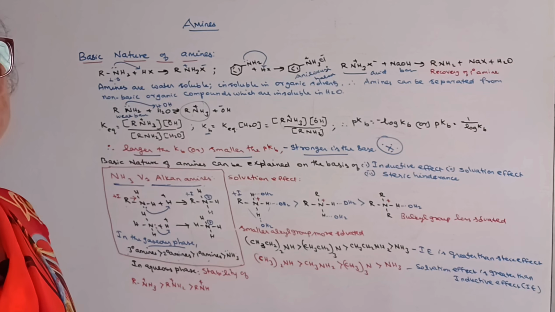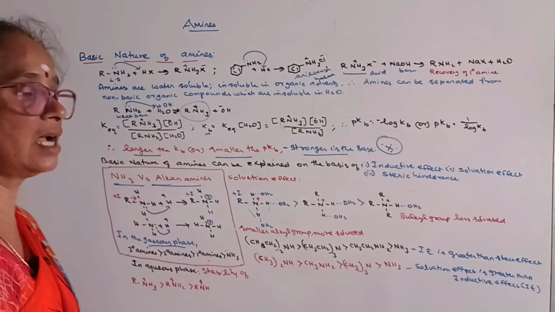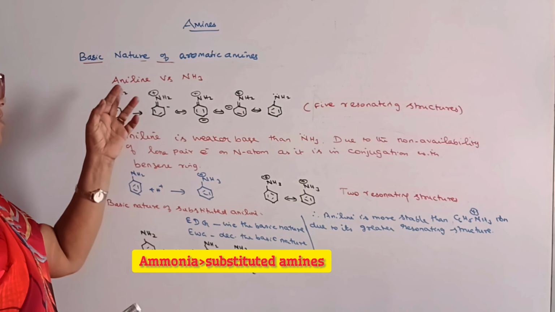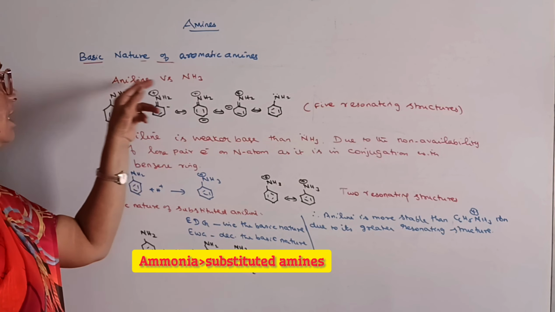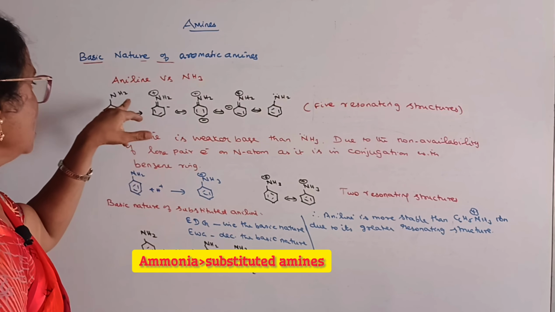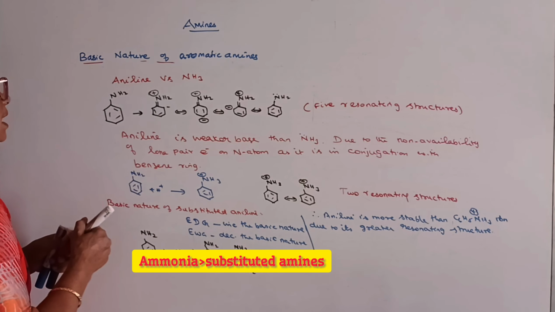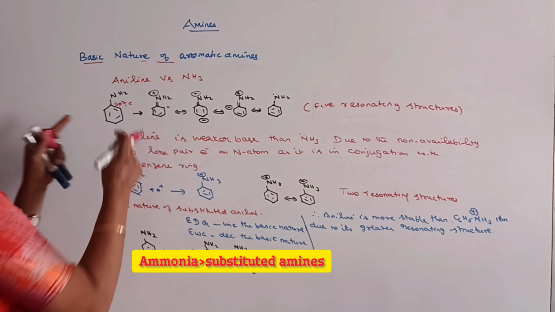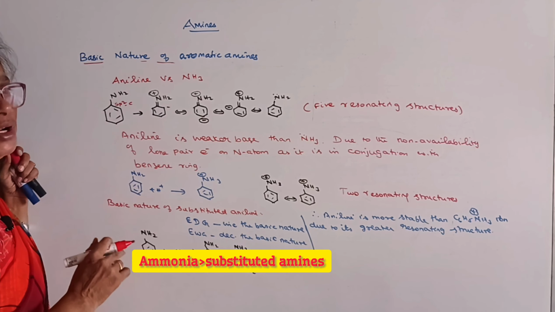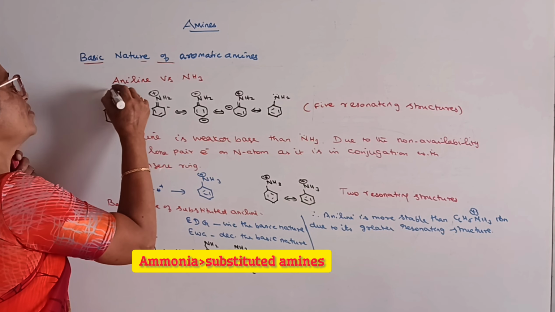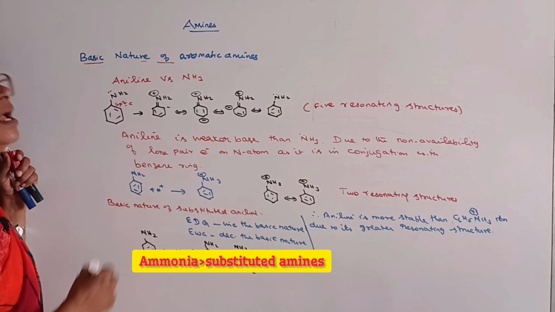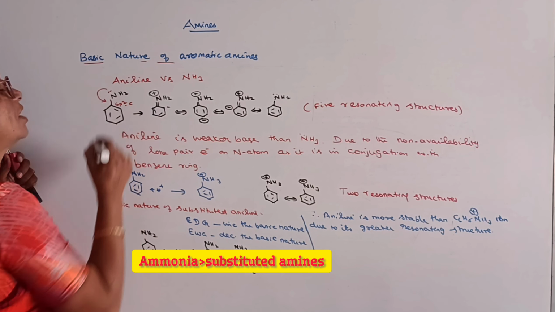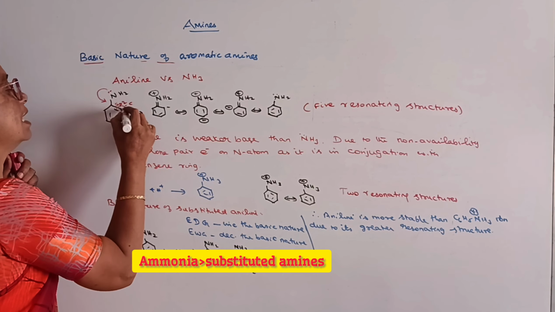Now we have to discuss the basic nature of aromatic amines. When we compare the basic nature of aniline versus ammonia, in aniline the NH2 group is directly bonded to an sp2 carbon atom, and this ring is an electron withdrawing group. So the lone pair of electrons present on the nitrogen atom can be effectively withdrawn by the benzene ring. So the movement of electrons takes place and hence this electron comes out.